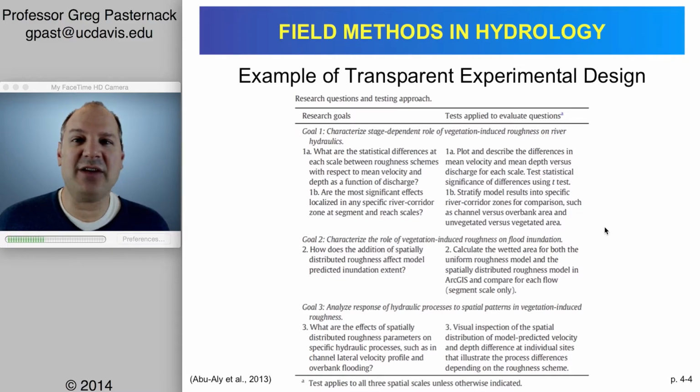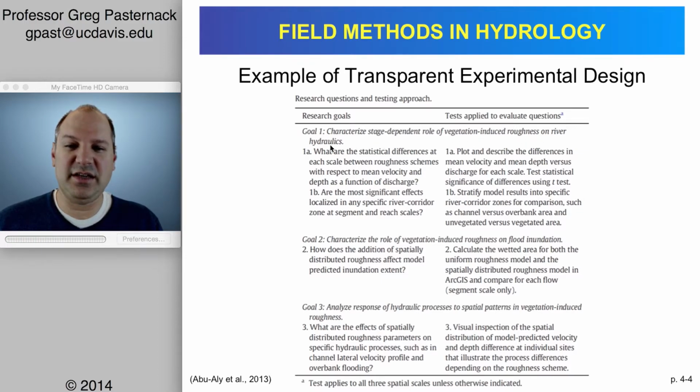When you take the extra effort and do this, you're ensuring that you know what you're trying to achieve, and you're increasing the possibility of having a positive outcome. So here on the left are the research goals. So there can be an overall goal, like goal 1 in this case, okay? Characterize the stage-dependent role of vegetation-induced roughness on river hydraulics, okay?